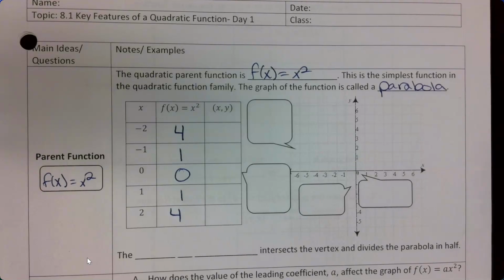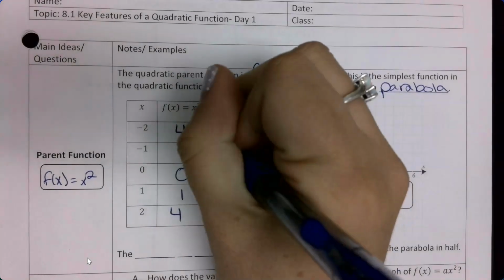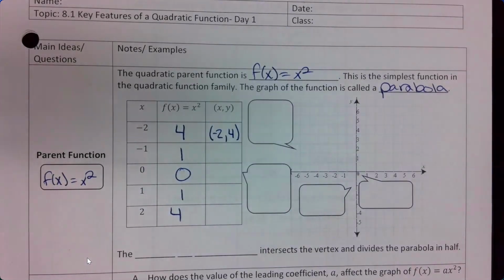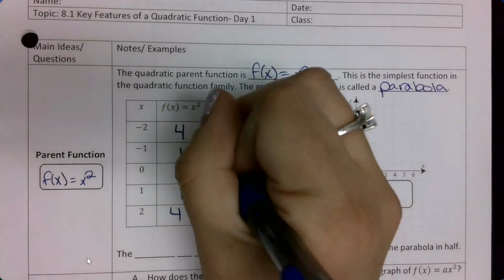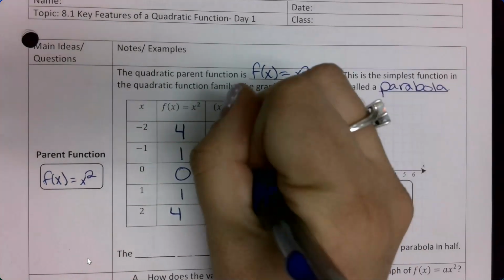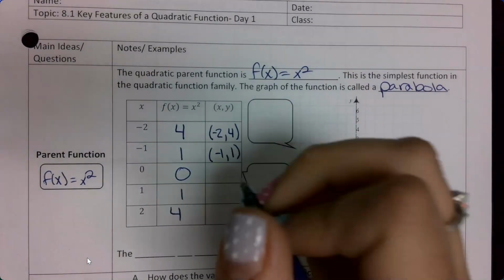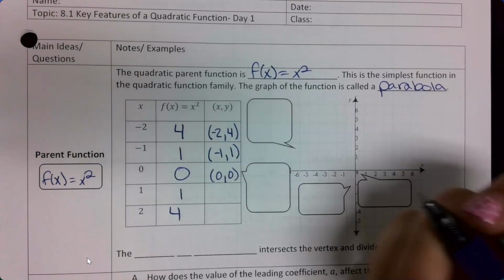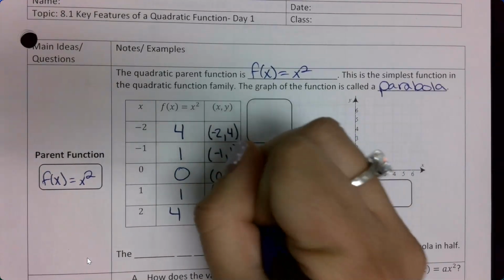Okay, so then in my next column, I want to go ahead and write my coordinate points. This is my x, this is my y. So it's going to be -2, 4. What's my next point going to be? My next one? Next one? Next one?